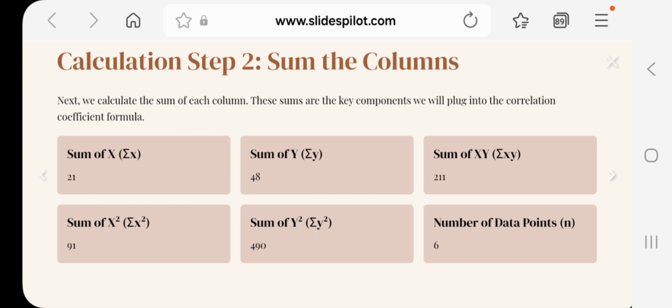So this is the sum of the x values. 48 is the sum of the y values. And 211, that's the sum of xy. 91 is the sum of x squared, and 490 is the sum of y squared. So once we have those numbers in red, we can now plug in the information into the formula to get the answer we need. So I'm going to delete everything up to there.